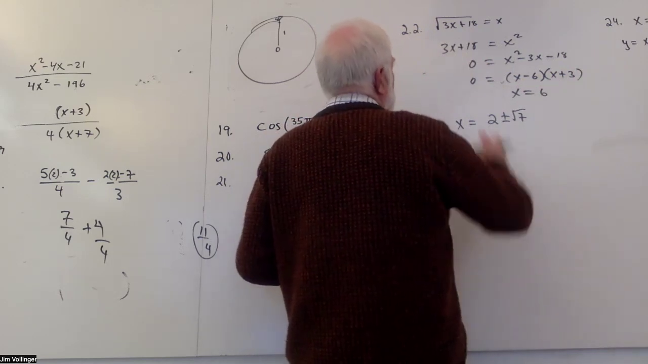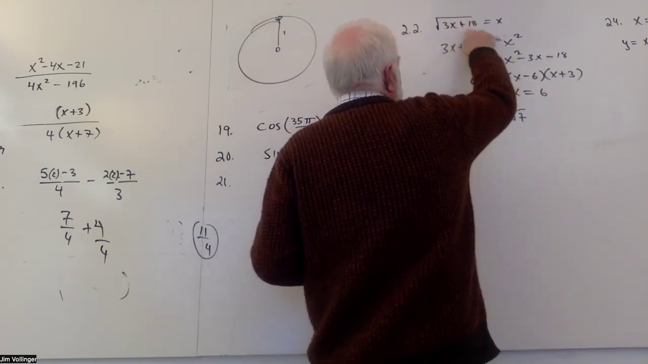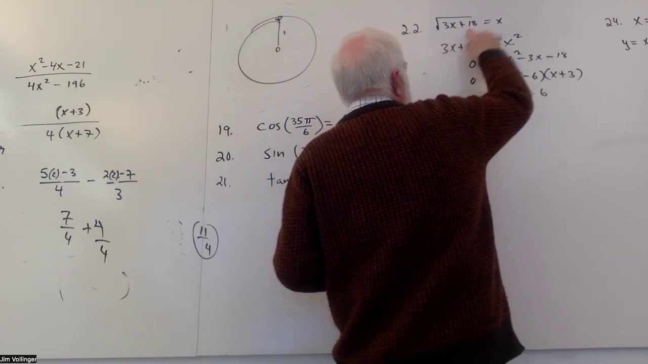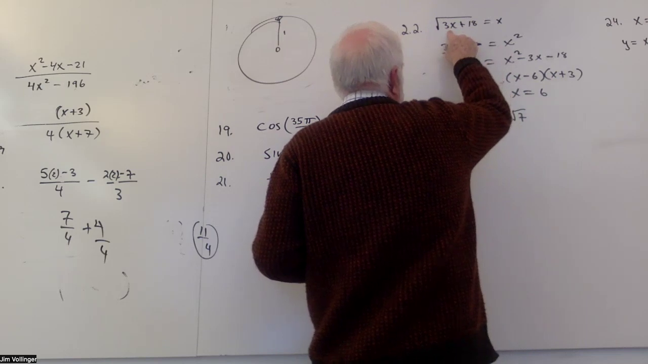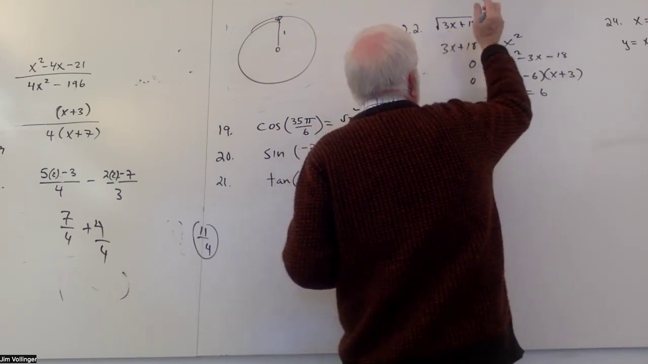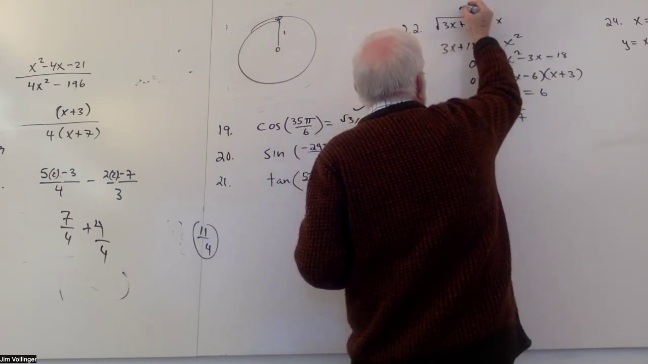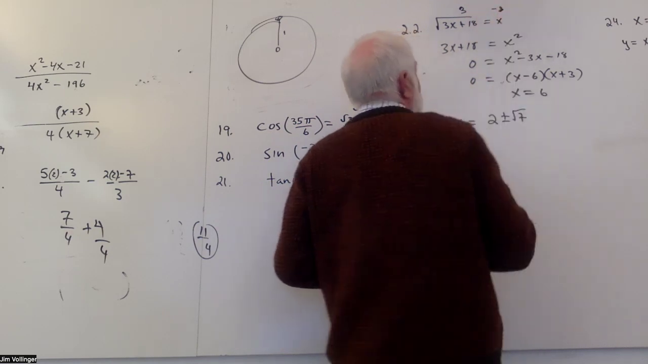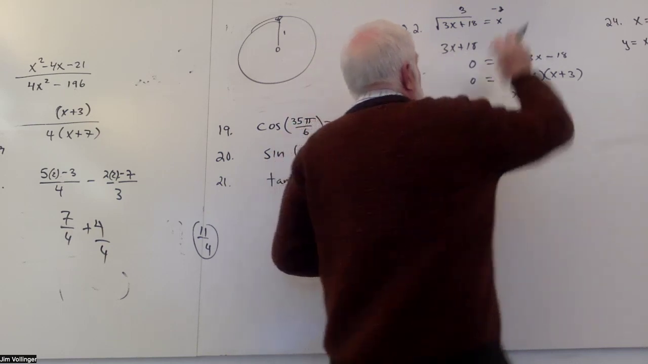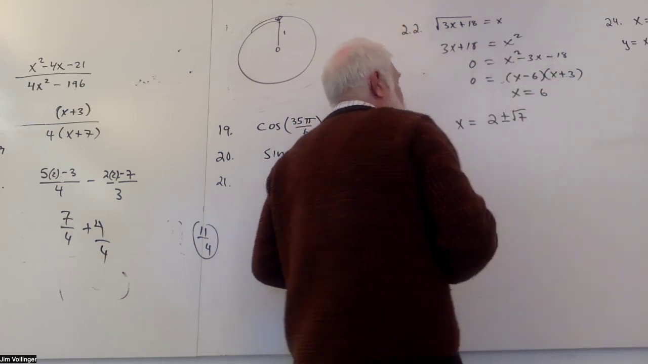We can check it. 3 times 6 is 18, and 18 plus 18 is 36. The square root of 36 is 6. Negative 3 is going to give us a fictitious answer. The square root of 9 is 3, but x negative 3, a little bit of a mirror image, but not true. So just the one answer.